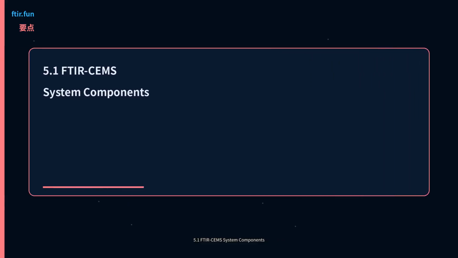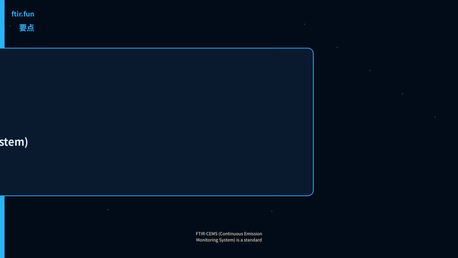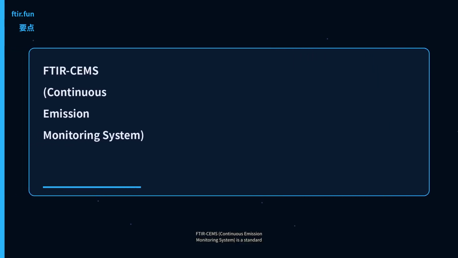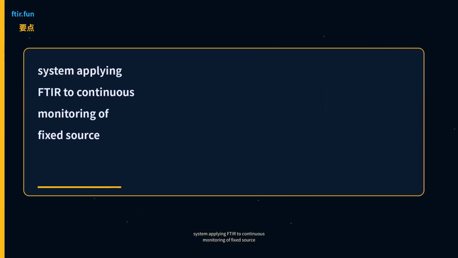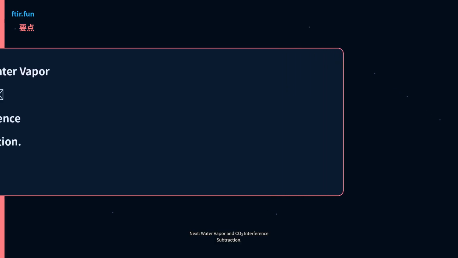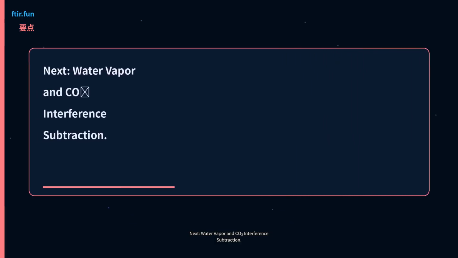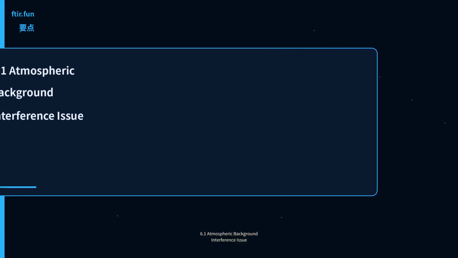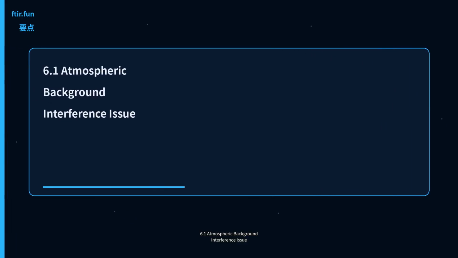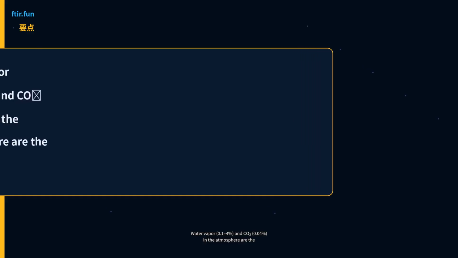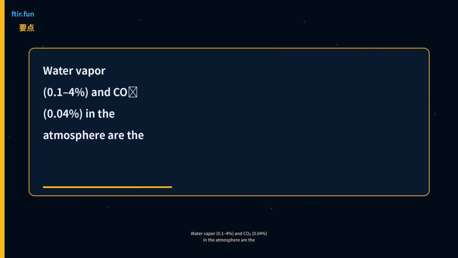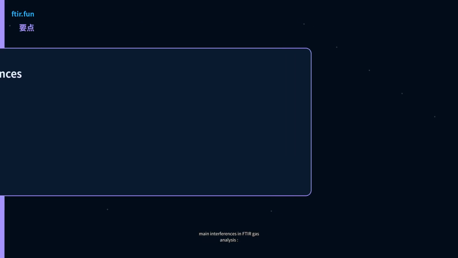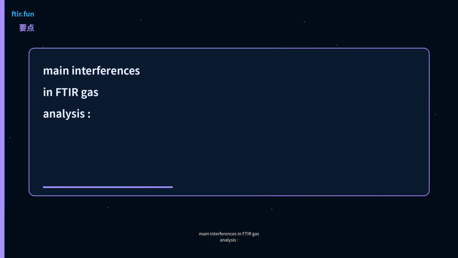5.1 FTIR CEMS system components. FTIR CEMS, continuous emission monitoring system, is a standard system applying FTIR to continuous monitoring of fixed source flue gas. Next, water vapor and CO2 interference subtraction. 6.1 Atmospheric background interference issue. Water vapor 1.4% and CO2 0.04% in the atmosphere are the main interferences in FTIR gas analysis.